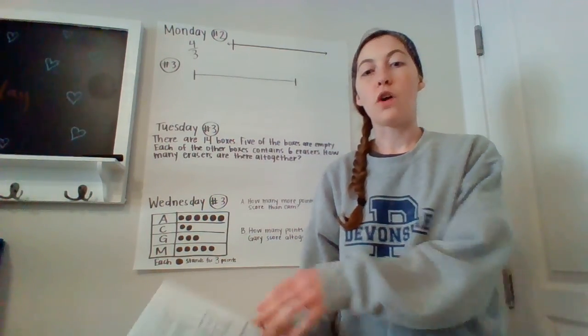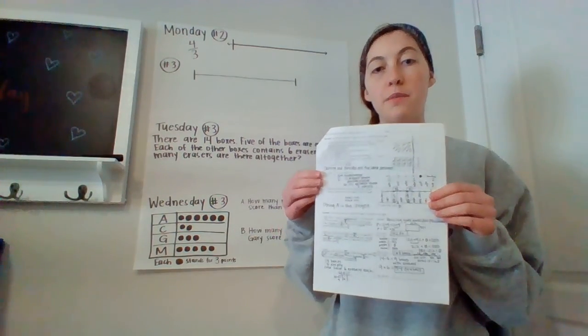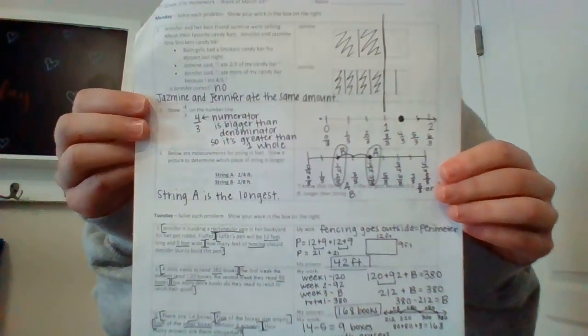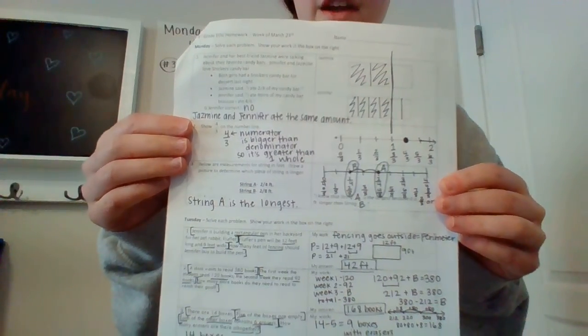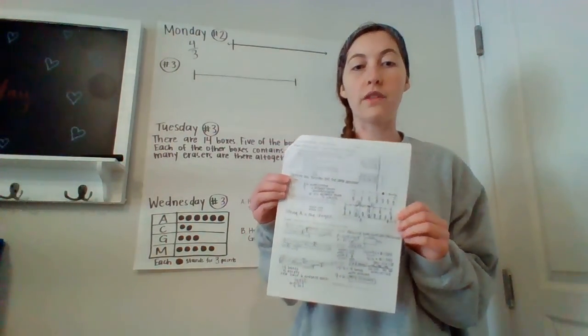So in your math packet for the week of March 23rd, you should flip to the page that says EOG practice homework. It looks like this, and it has Monday, Tuesday, and then Wednesday on the back. If you do not have this out, you can go ahead and pause the video and get it out so you can walk through it with us.